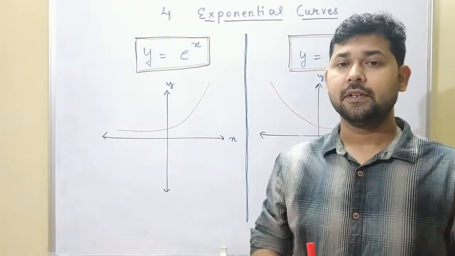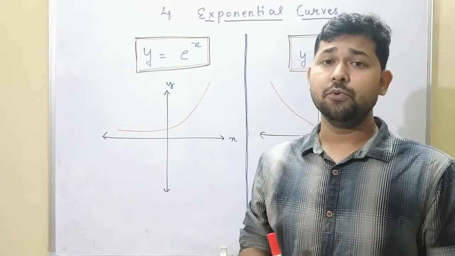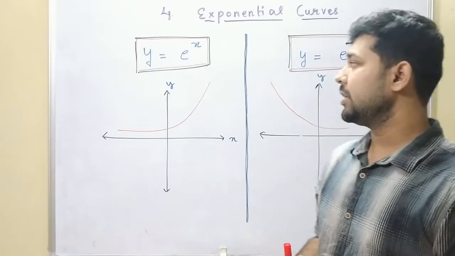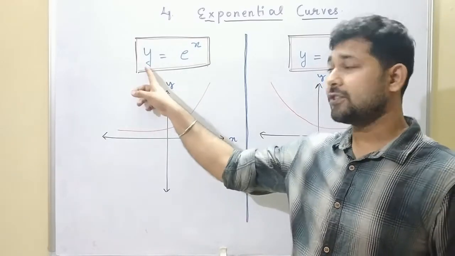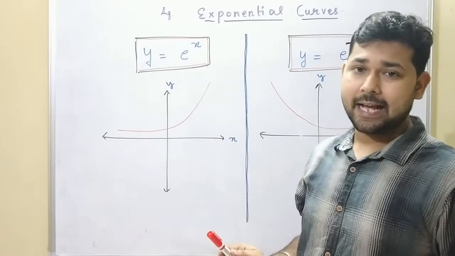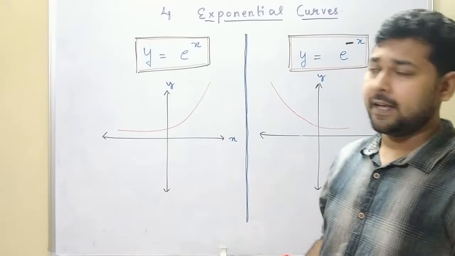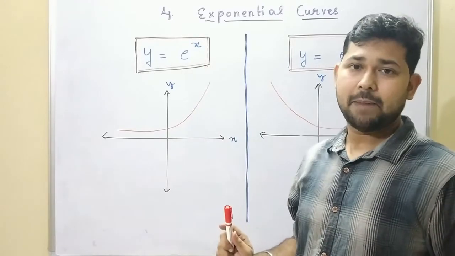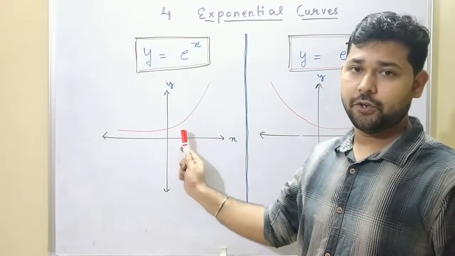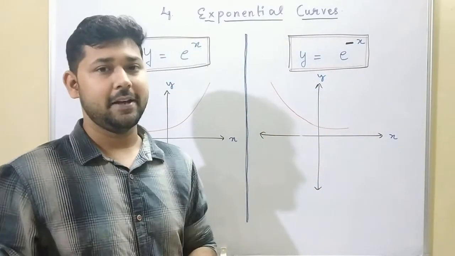Fourth type of graphs are exponential curves. In exams, they sometimes ask exponential types of graphs. You just have to remember the equations: y is equal to e raised to power x, and y is equal to e raised to power minus x. If the power is plus x, you have to draw a graph like this, and if it is negative, then draw a graph like this.